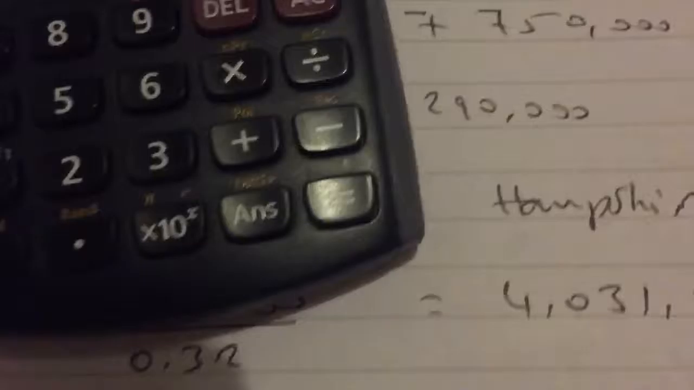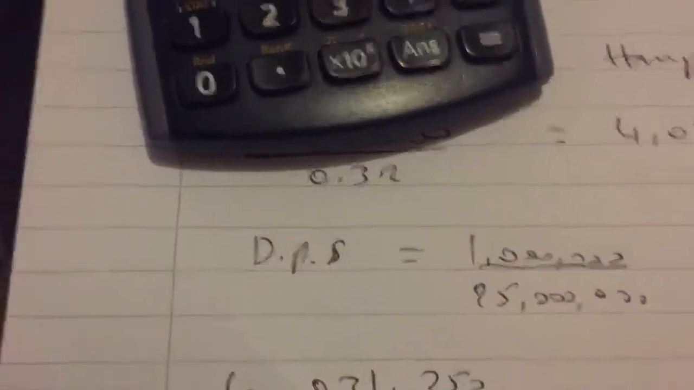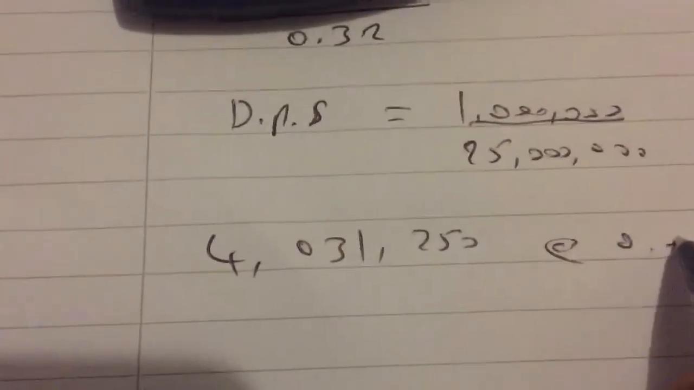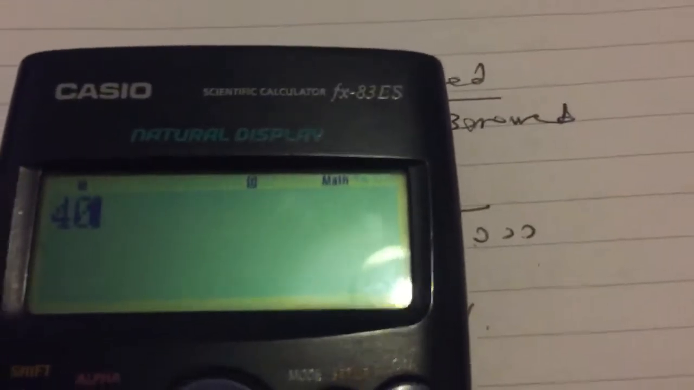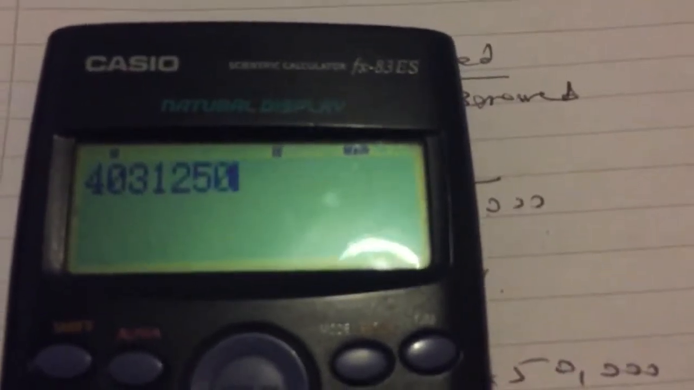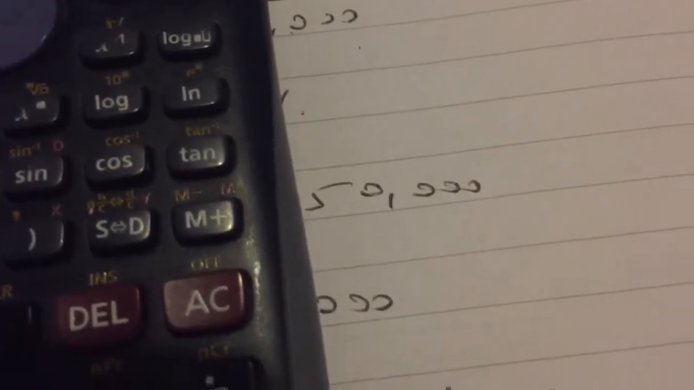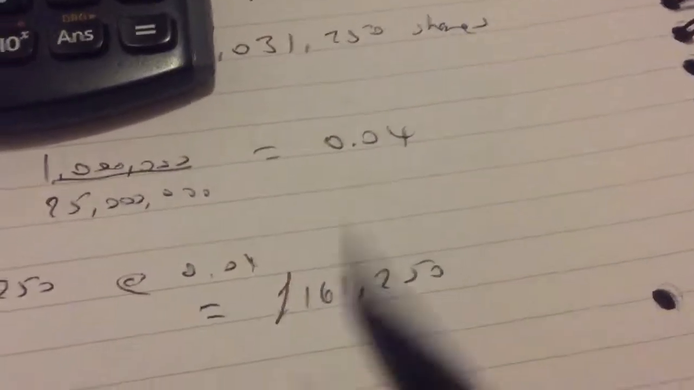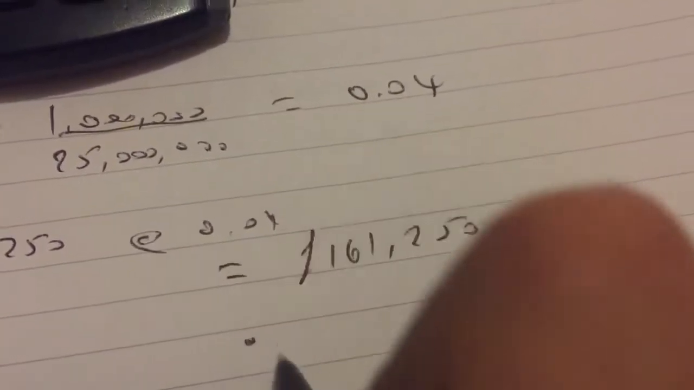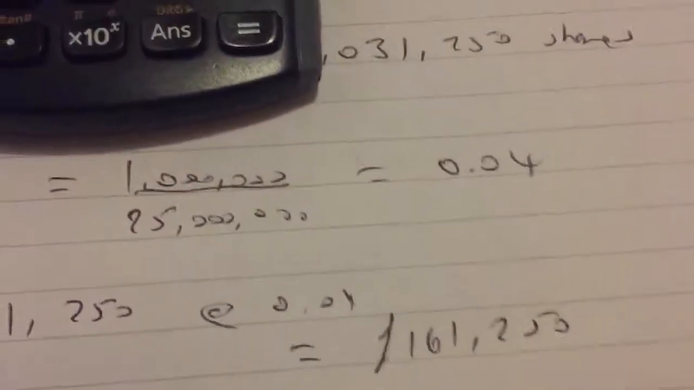So that means that because you have 4 million shares at 4 pence per share, the total dividends that you'll get is basically 4,031,250 times 0.04 equals 161,250. So this is the amount of dividends that you're going to make from Hampshire. But to know if it's a worthwhile transaction, you've got to take away the costs foregone from Hereford, and you've got to take away the cost of borrowing.